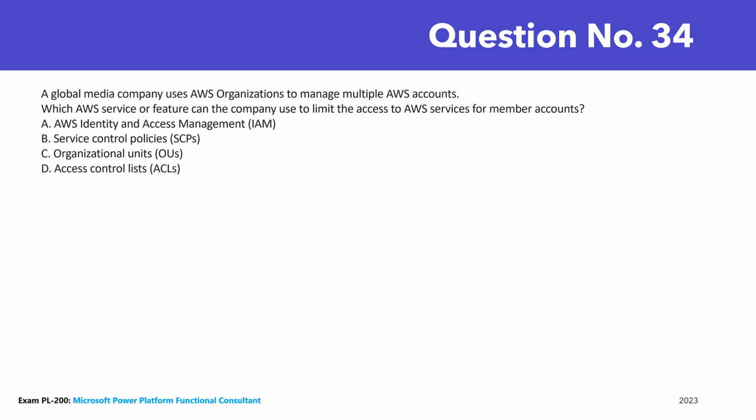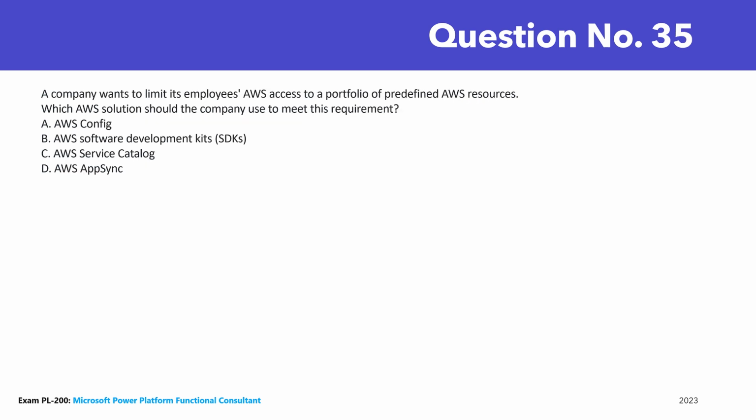A global media company uses AWS Organizations to manage multiple AWS accounts. Which AWS service or feature can the company use to limit the access to AWS services for member accounts? A. AWS Identity and Access Management, IAM. B. Service Control Policies, SCPs. C. Organizational Units, OUs. D. Access Control Lists, ACLs. Correct answer, C.